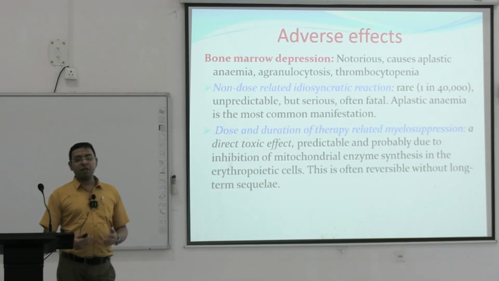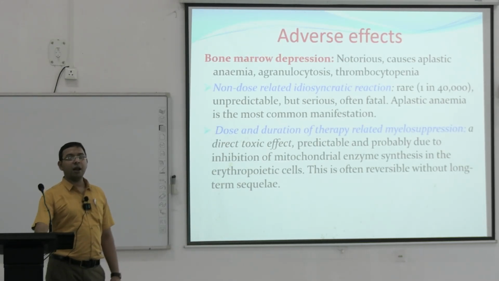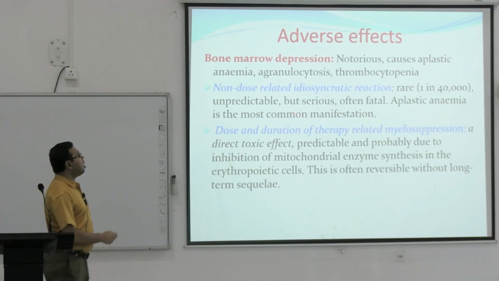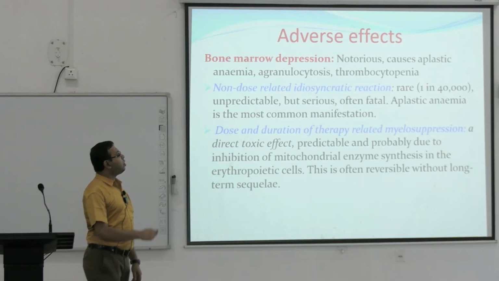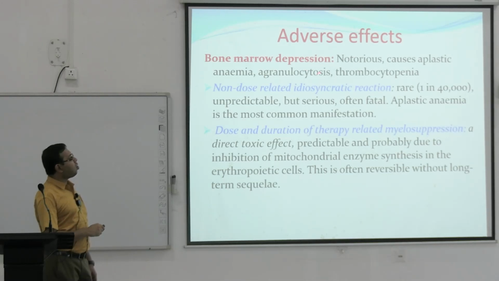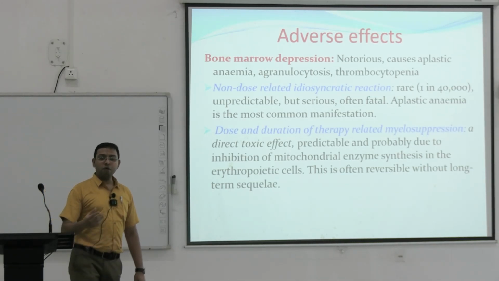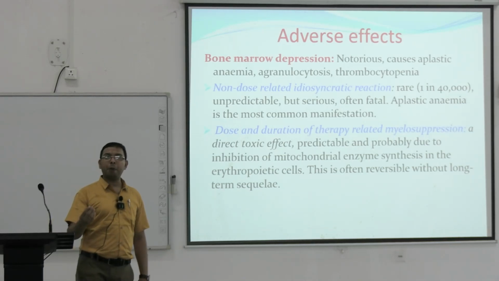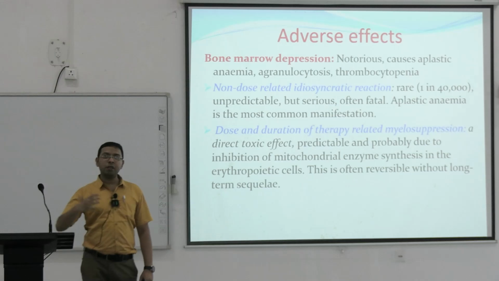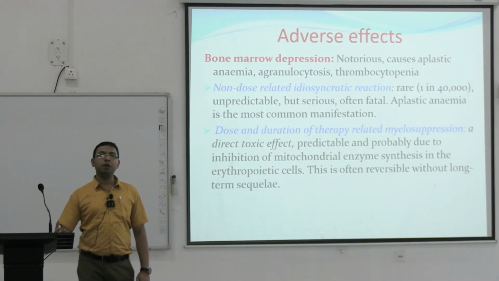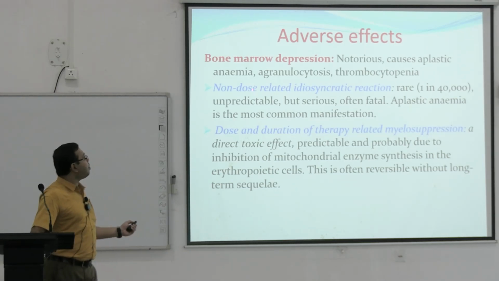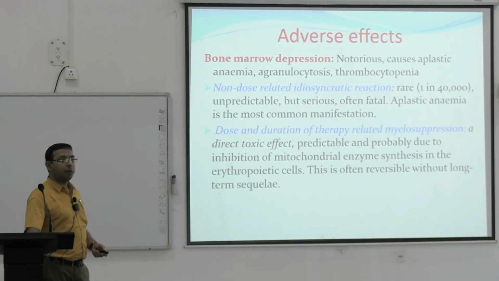Adverse effects. What are the adverse effects of chloramphenicol? There are some severe adverse effects, that's why it is used less nowadays. For example, bone marrow depression, which is a notorious adverse effect that may cause aplastic anemia, agranulocytosis and thrombocytopenia. You know the bone marrow is where all our blood corpuscles are developed. So when there is bone marrow depression by this drug, there will be fewer blood corpuscles, so there will be anemia. Aplastic anemia may develop, there may be agranulocytosis, thrombocytopenia may develop.